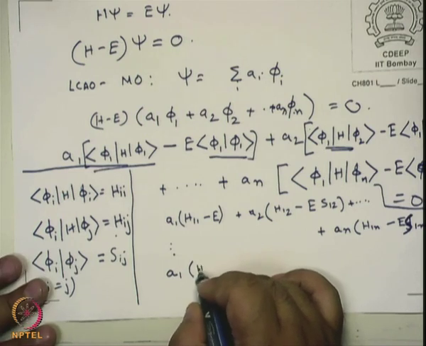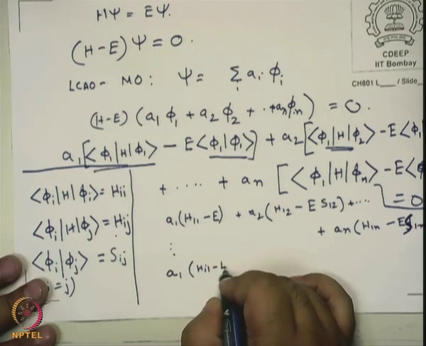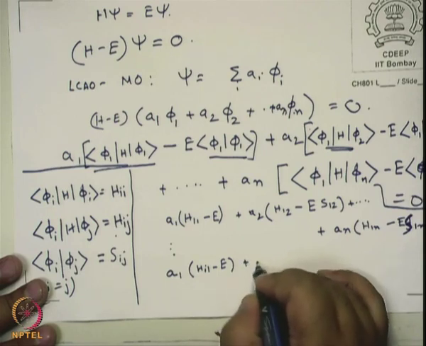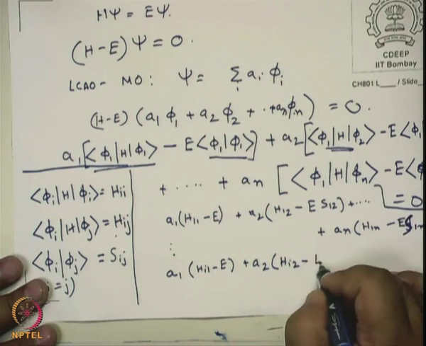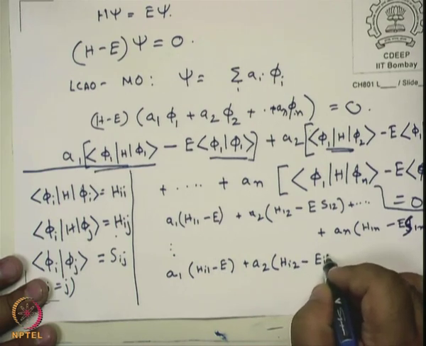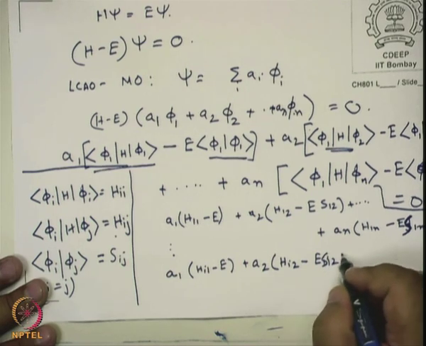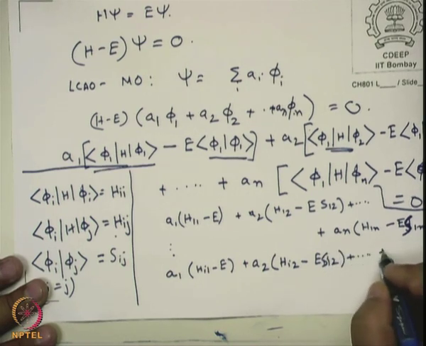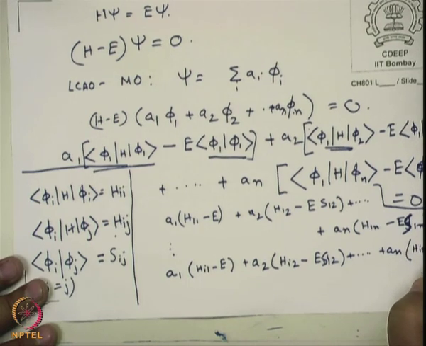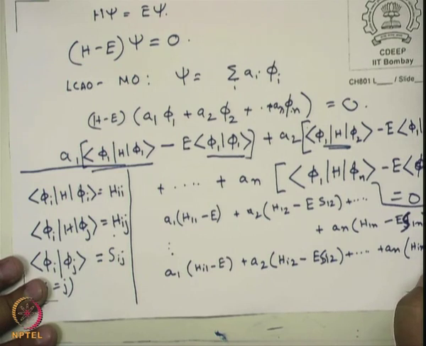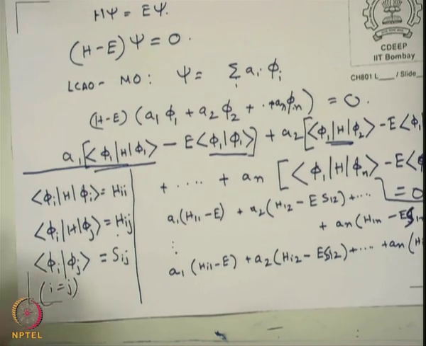Then this will be H I1 minus E S I1, plus A2 into H I2 minus E S I2, plus so on and so forth, plus An multiplied by H In minus E S In, that is equal to 0. Okay, so, this is a general form of equation where I ranges from 1 to n, all right.